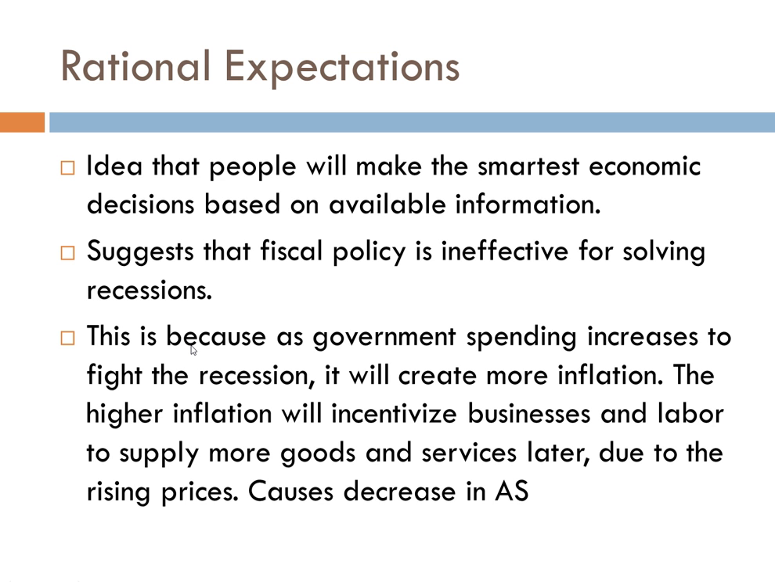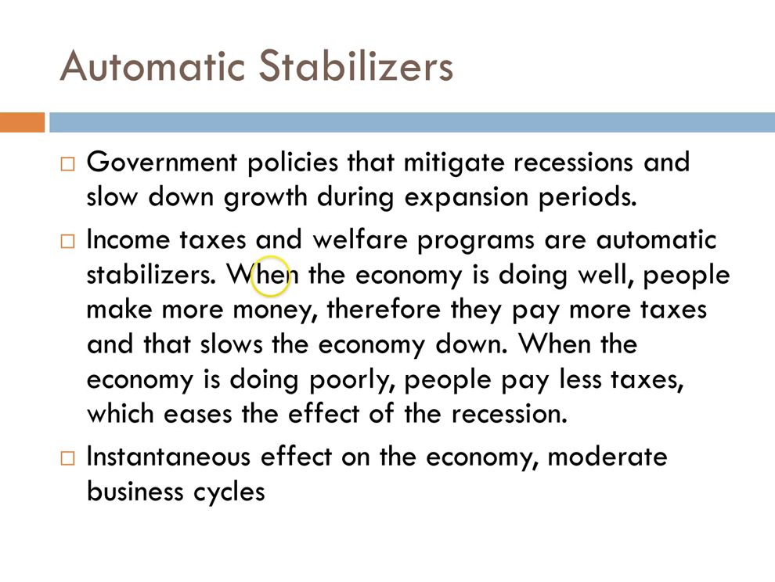How it works is that when governments spend more money, they will increase inflation. If businesses and consumers know that prices will increase, they are going to sell and produce less now, and they will produce more later because they can sell at a higher price. So this will actually cause short-run aggregate supply to decrease, causing more inflation and more unemployment.